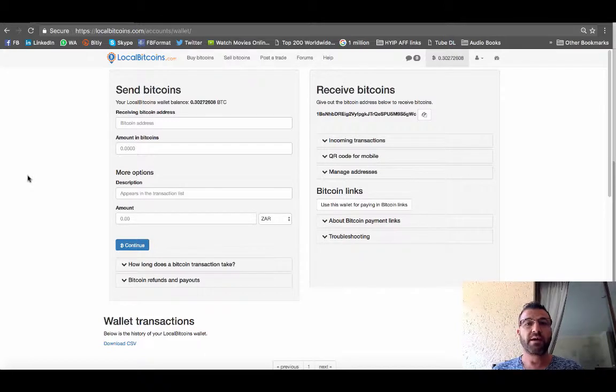Our coins are stored in cold storage, which means that the coins are not actually stored on the internet. And so if anybody had to hack local Bitcoin, the platform itself, my coins are safe, and I don't have to worry about anything. So that's how you transfer coins. That's how you buy coins.